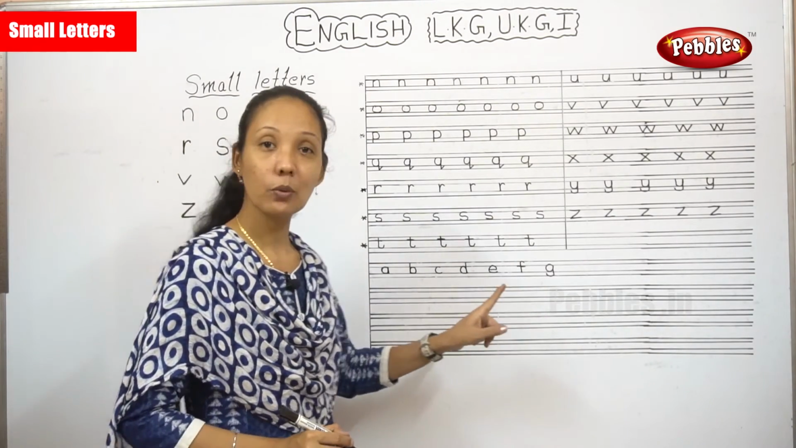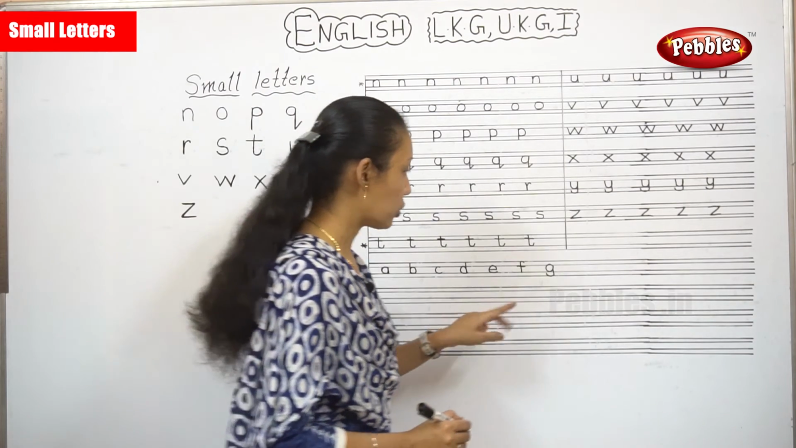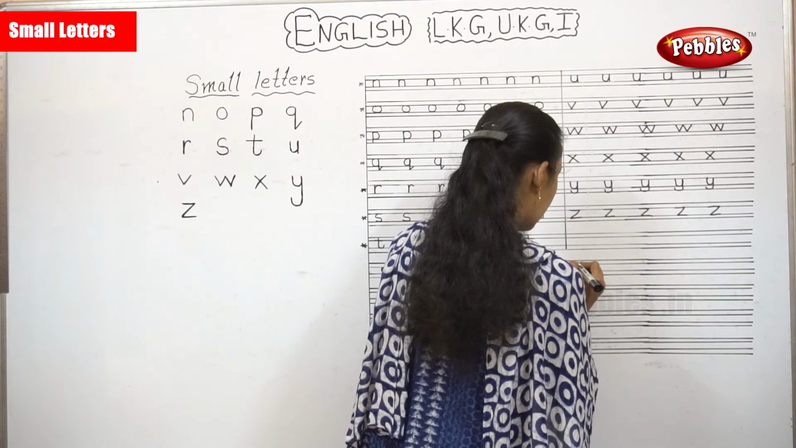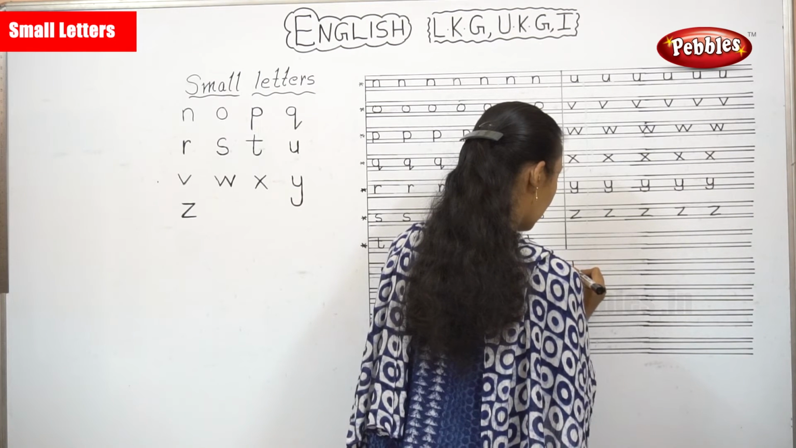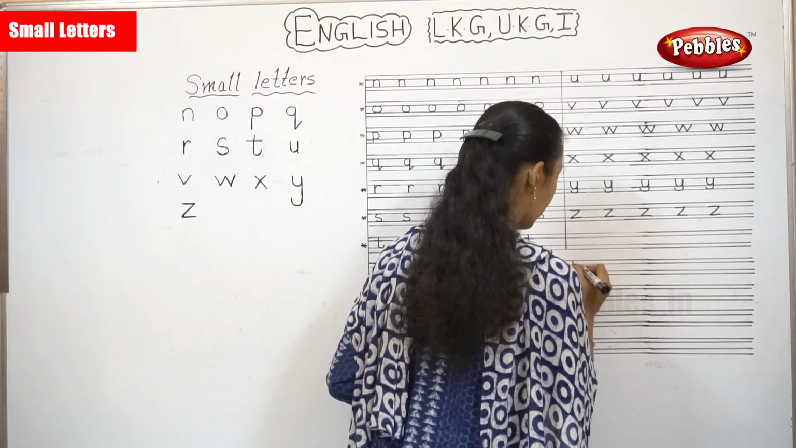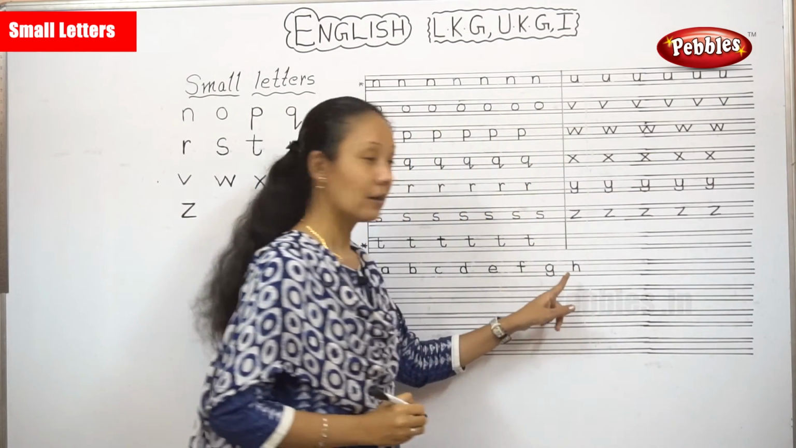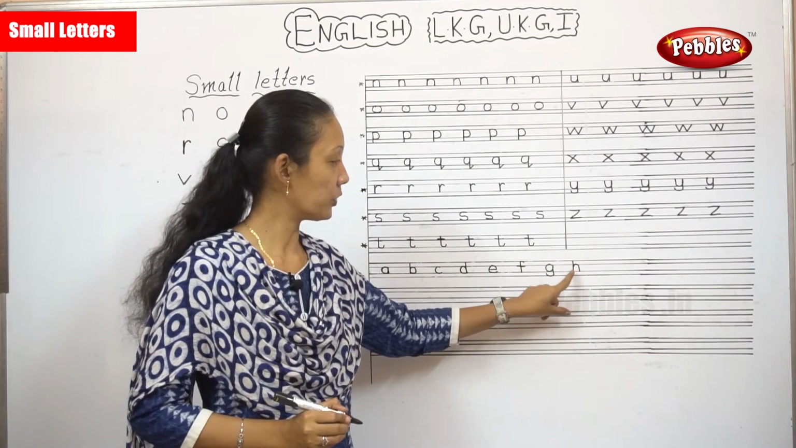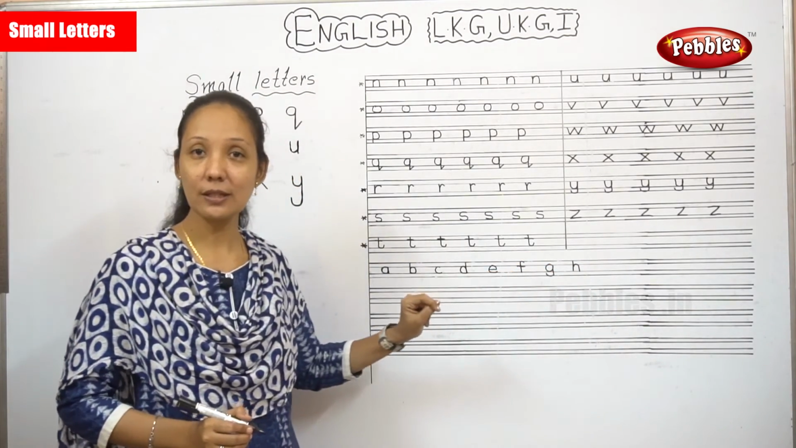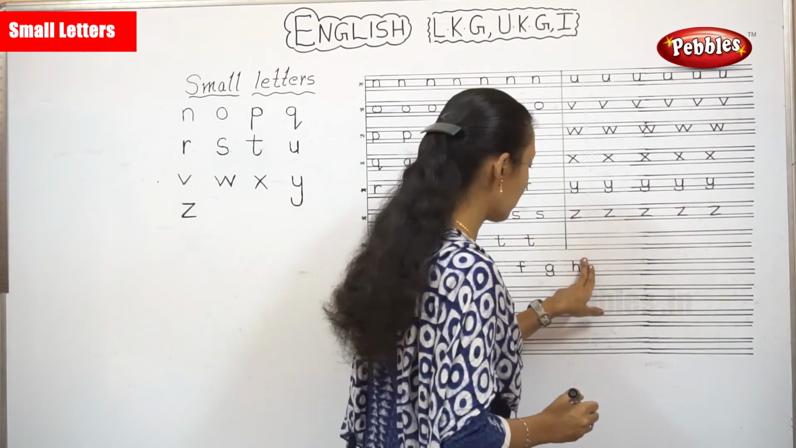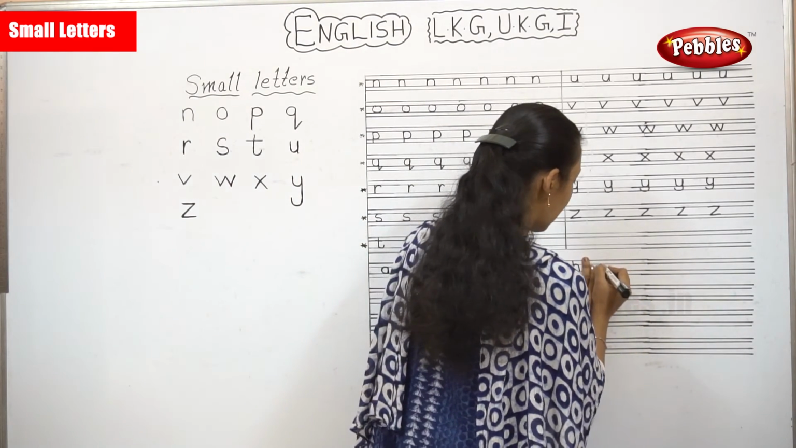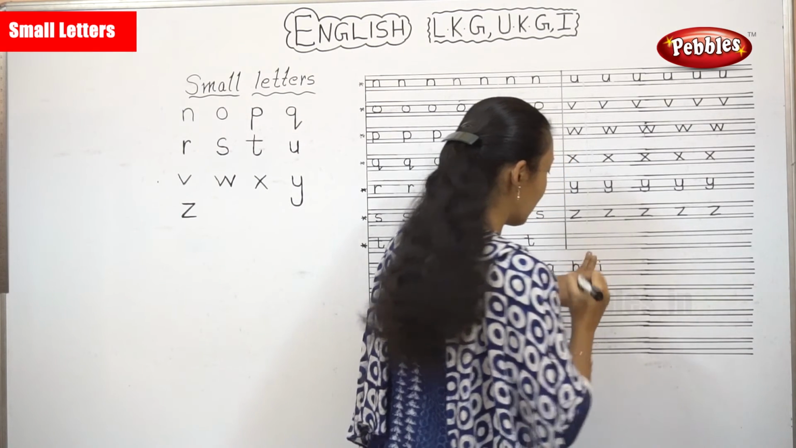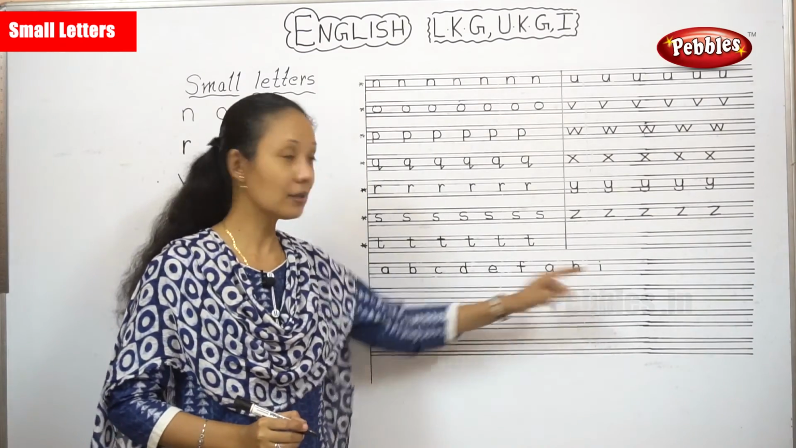After G, what's your next alphabet? H. Again place 2 fingers from your first line. Come down and go up. Come down. This is H. What is this? H. Now after H, your next alphabet is, yes, again you place your finger. Alright, I. Just a straight line and a dot.